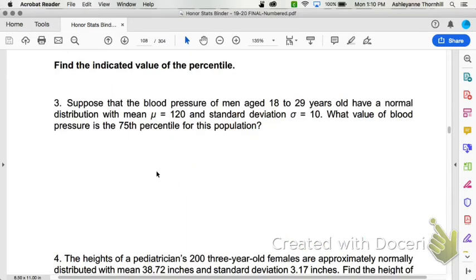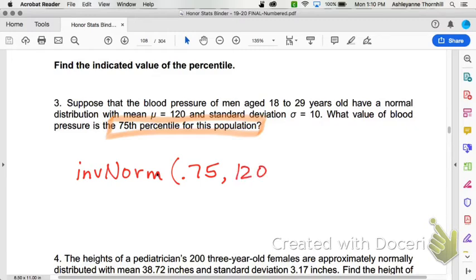Number 3 is now asking a percentile question. And so for this kind of question, what calculator function do I use? Inverse norm. So inverse norm, 0.75. And then I'm going to change my mean and standard deviation to be what and what? It would be 120 and then 10. Good.